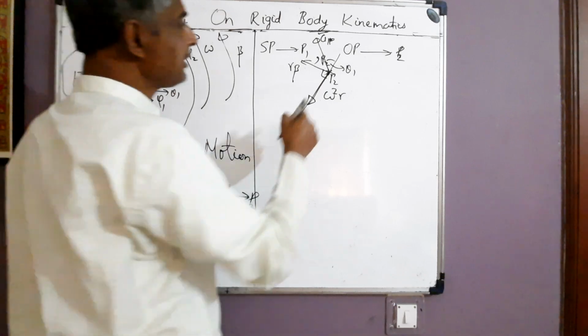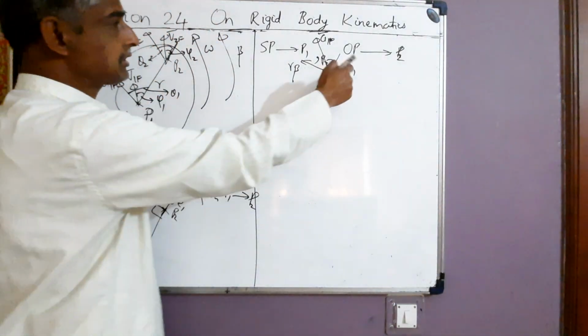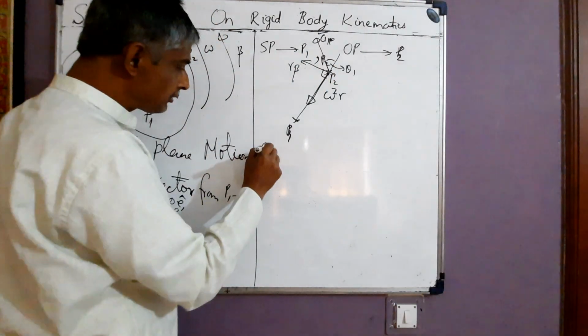Now the net acceleration of P2 with respect to F is the vector sum of these three terms. So I'll write it down like this.